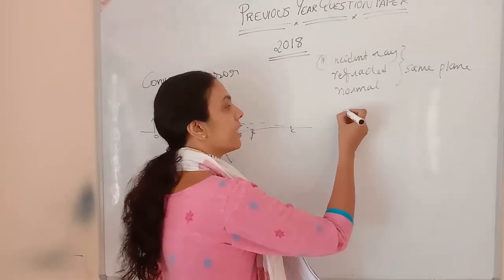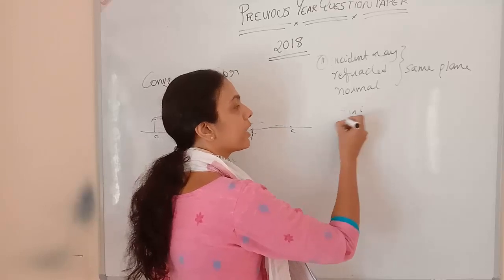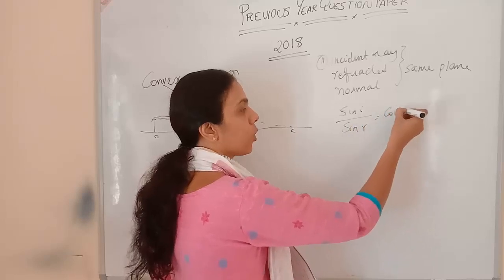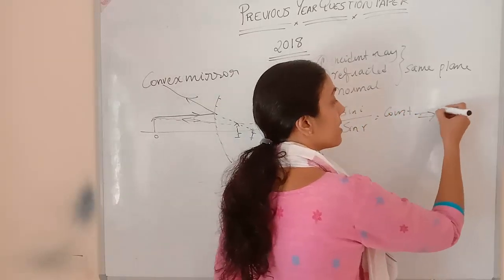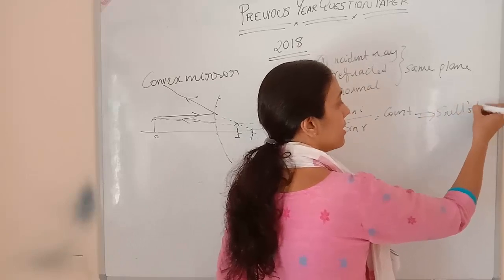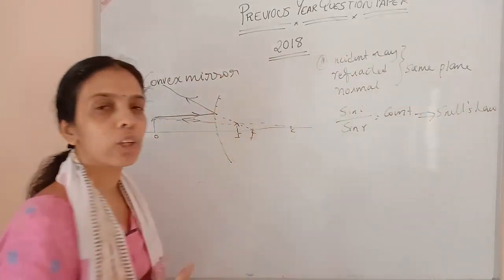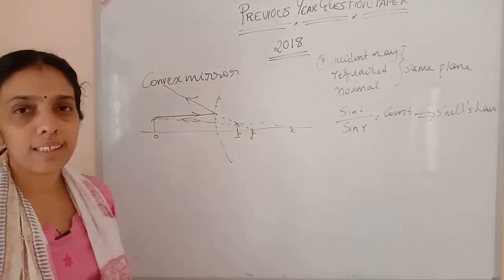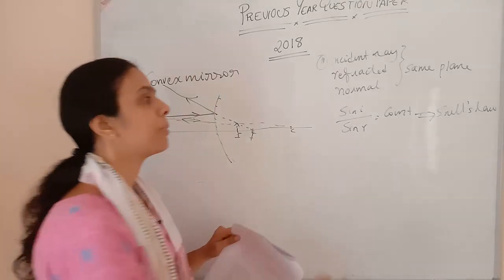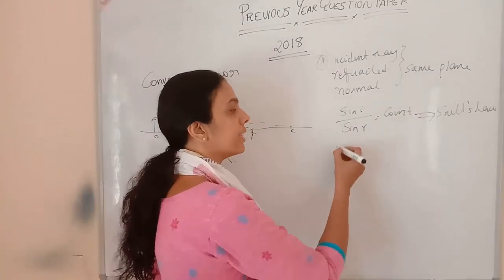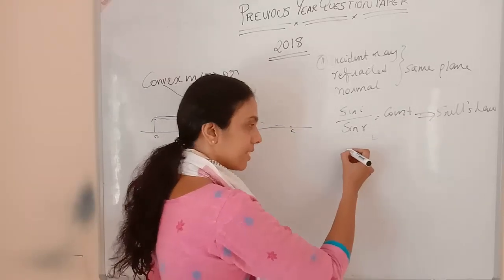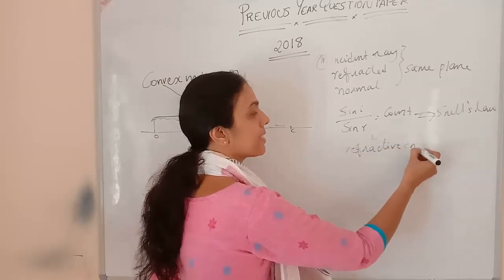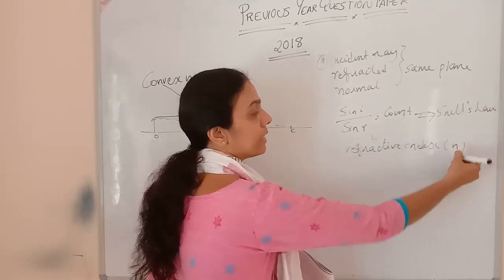The second law is that the ratio of sine of angle of incidence to the sine of angle of refraction is a constant, which is called Snell's law. The ratio of sine of angle of incidence to the sine of angle of refraction is a constant. This is called Snell's law. So what is this constant? That constant is called the refractive index of the medium.